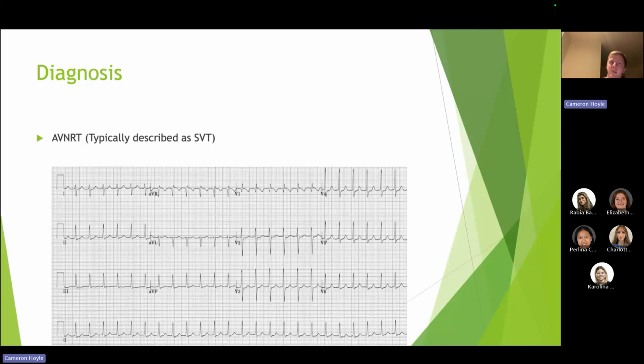The actual term SVT essentially just means any tachycardia originating from above the AV node. So you speak to a cardiologist and they will shout at you for calling this SVT, but in general, the majority of us would call this SVT.